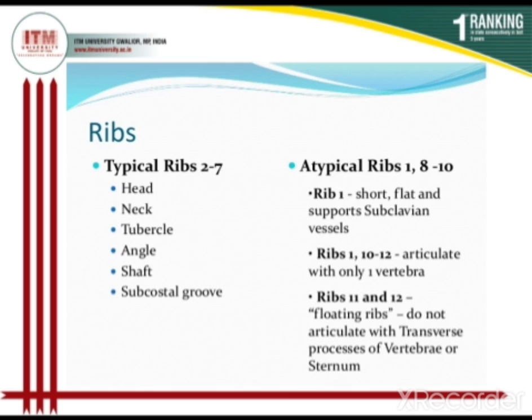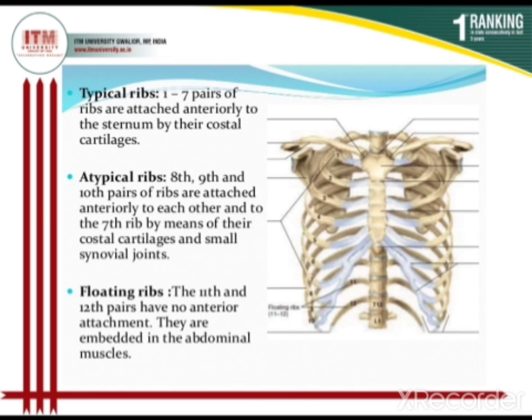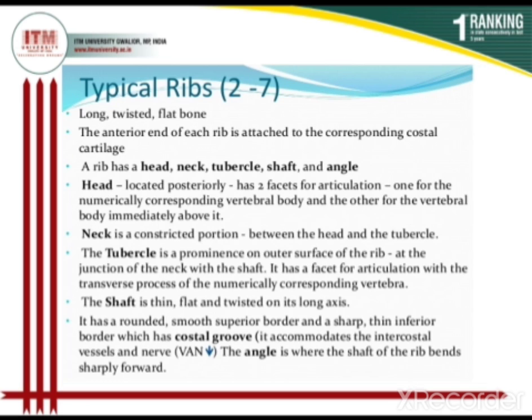Now you can see here the typical ribs. These 7 pairs of ribs are attached anteriorly to the sternum by their costal cartilages. The atypical 8th, 9th and 10th pairs of ribs are attached anteriorly to each other and to the 7th rib by means of their costal cartilages and small synovial joints. Now the floating ribs, the 11th and 12th pairs, have no anterior attachment. They are embedded in the abdominal muscles.